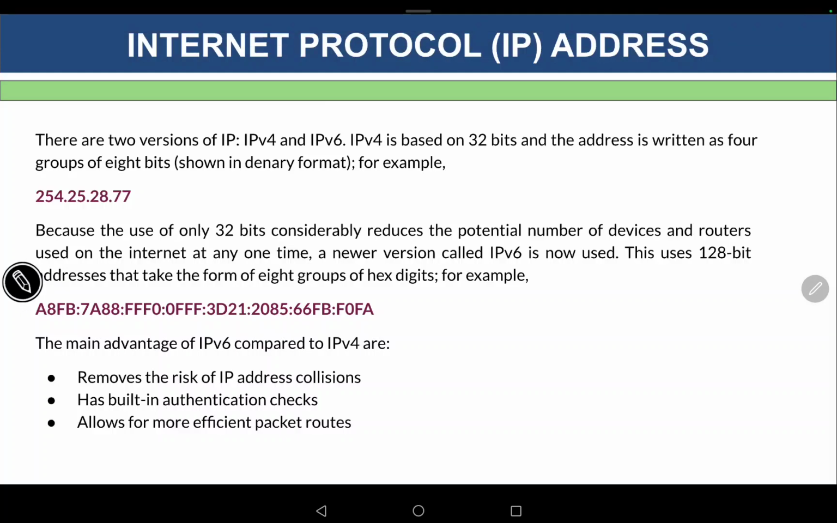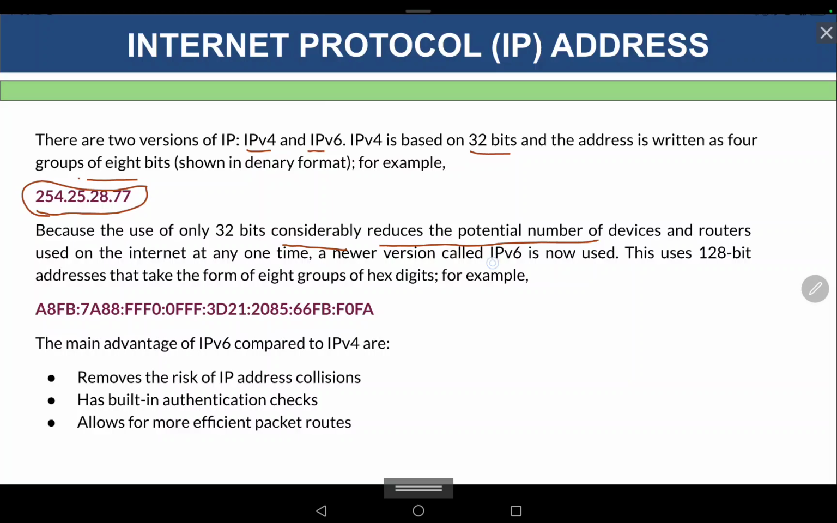Now, there are two major types of IP address. Okay, we have IPv4 and IPv6. So IPv4 is based on 32 bits and the address is written as four groups of 8 bits. So, for example, like this. Now, because of the use of only 32 bits, the potential number of devices and routers that can be used on the internet at any one time is considerably reduced.